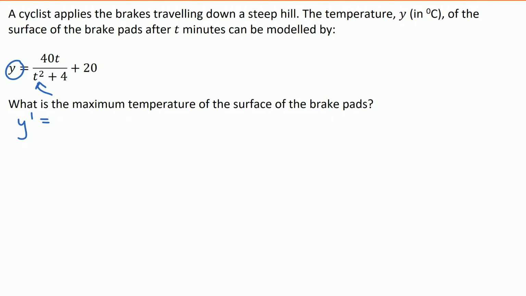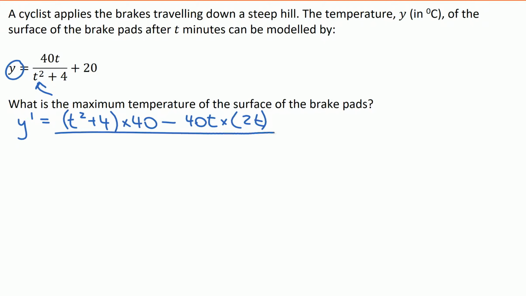I write down the bottom one, so t squared plus 4, and I differentiate the top one, so that's 40. And I subtract away, I write down the top one, and I differentiate the bottom one. Now that is 2t. And this is all divided by the bottom one squared. Happy with that? All right.